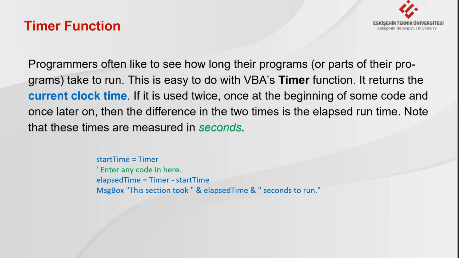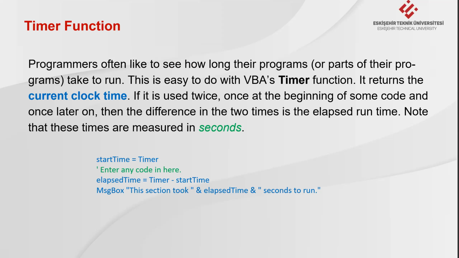So the Timer function. Programmers often like to see how long their programs take to run. This is the easiest way to do it, in VBA's Timer function. It returns the current clock time. If it is used twice, once at the beginning of some code and once at the end of the code, when you calculate the difference between them, you are going to get the runtime. Don't forget, it returns seconds.